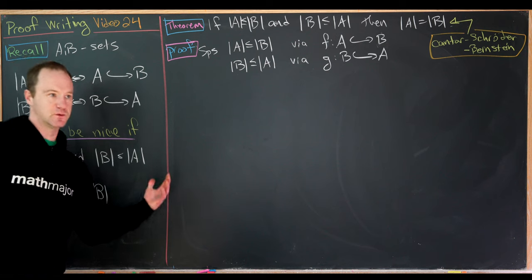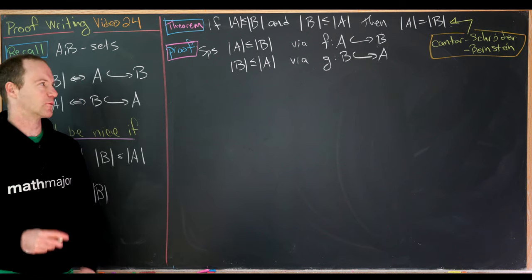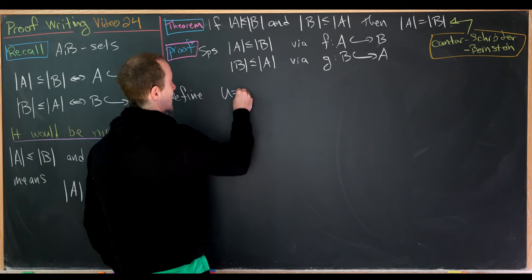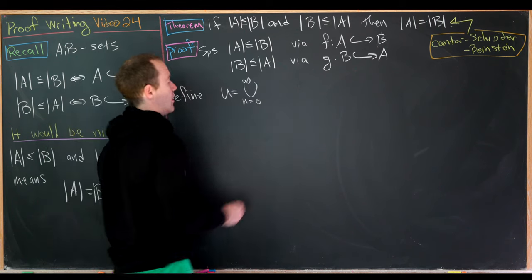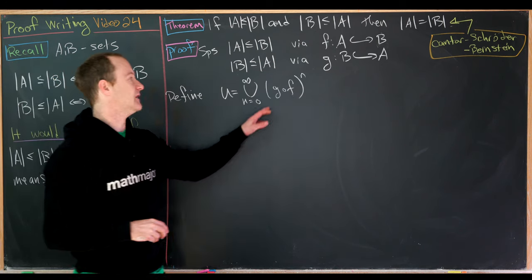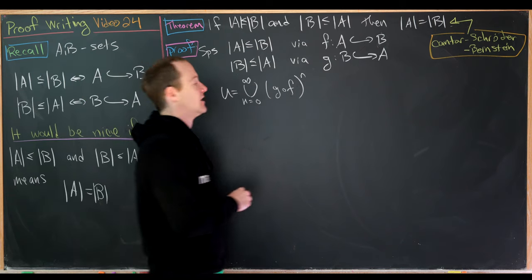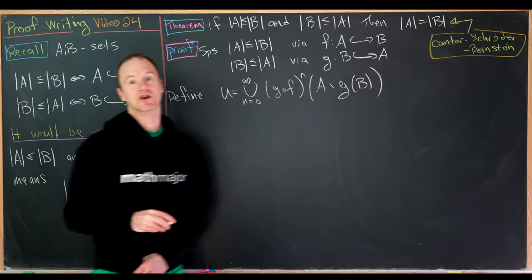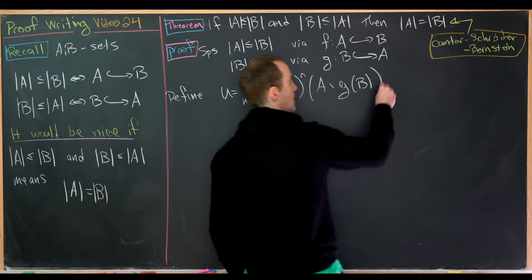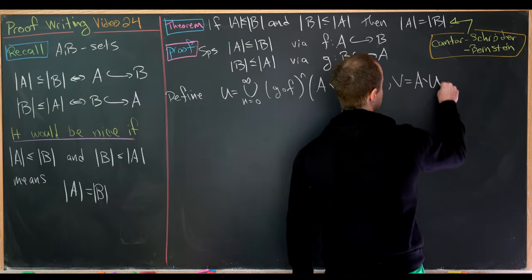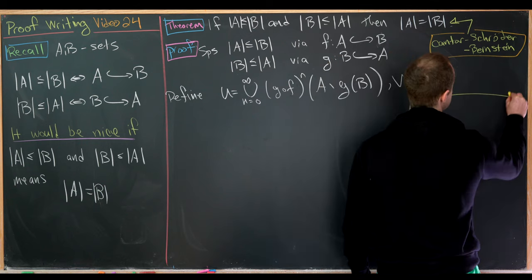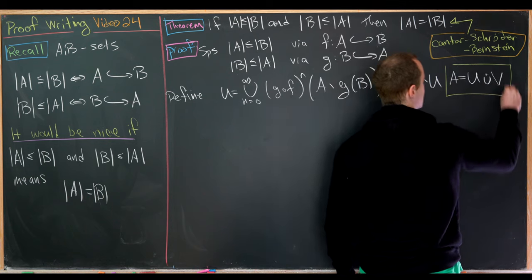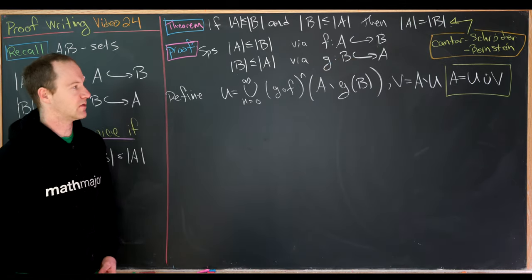And now we'll define those sets, which will be the blue and red sets that we saw on the previous board while we were getting some motivation for what's going on. So let's define our set U, which will be the union over all non-negative integers n of the n-fold composition of G composed with F, and then evaluated at the set A minus G of the image of B. So something like that. Then we'll take V to be equal to A minus U. But that clearly sets up a disjoint union of A. So A is the disjoint union of U with V. And that's because V is defined to be the complement of U in A.